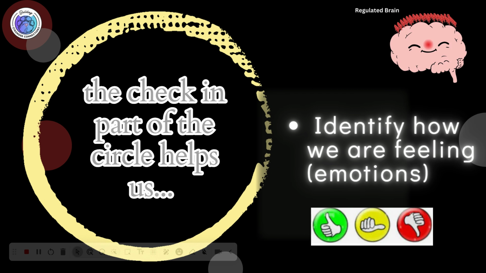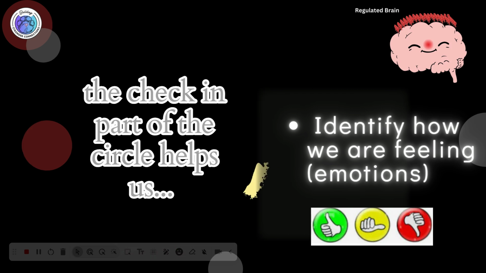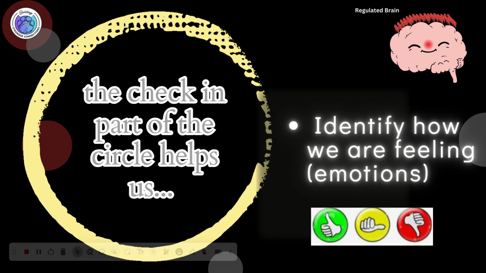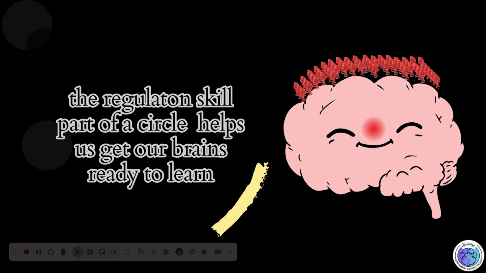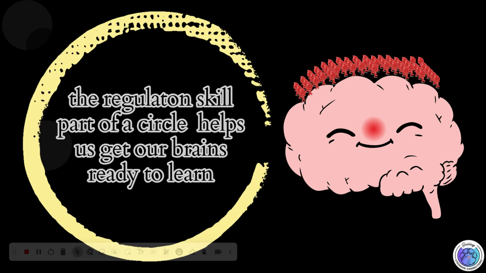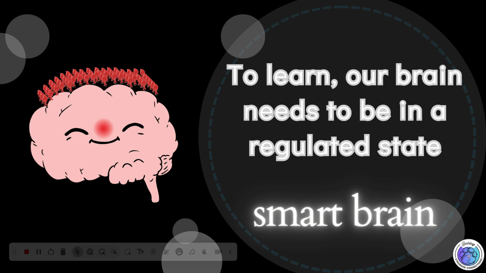The check-in part of the circle helps the teacher by helping to see if you guys are doing okay, identify how you're feeling, what your emotions are for that day. The regulation skill. So this part, whether it's breathing or the meditation, whatever your teacher decides to do that day, it's going to help our brains get ready to learn. Remember, to learn, our brain needs to be in a regulated state.